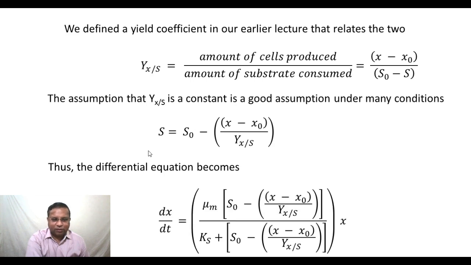Therefore, the differential equation becomes, this mu has been written in terms of this conversion here, mu m s by Ks plus s. The s has been replaced with s naught minus x minus x naught by Yx/s. That is what happens here. Similarly, in Ks plus s, the s has been replaced here. Therefore, this times x.